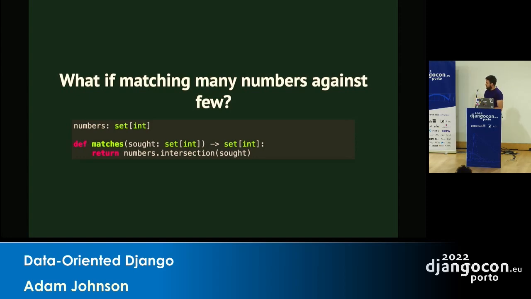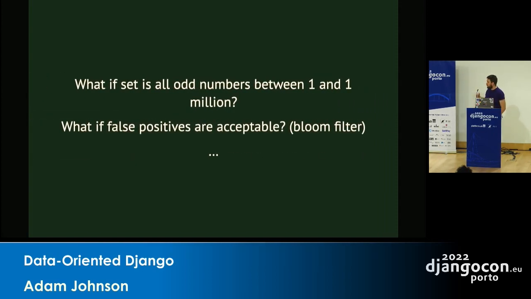So in Python, you could use the intersection operator. We can take in a set of numbers to search for against another set. Well, that's also built into the set class for us. We could go on. What if the set is all odd numbers between 1 and 1 million? Well, we could write just a bit of maths instead of storing all the numbers.